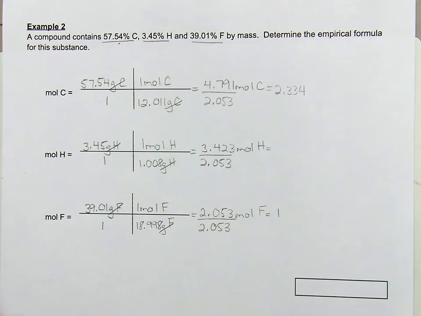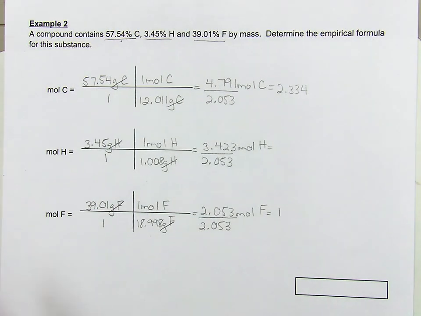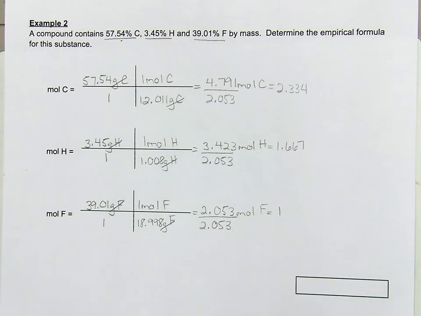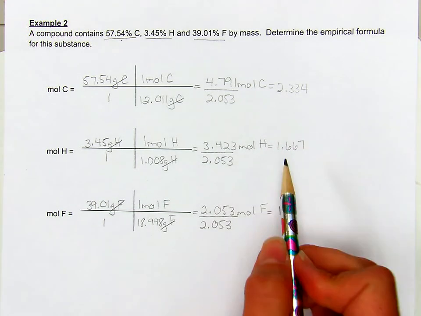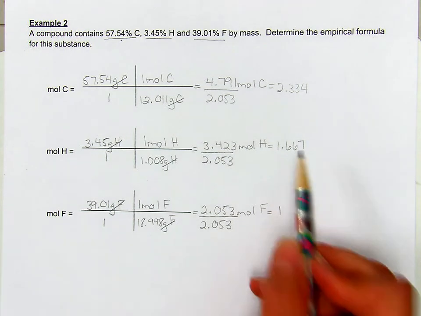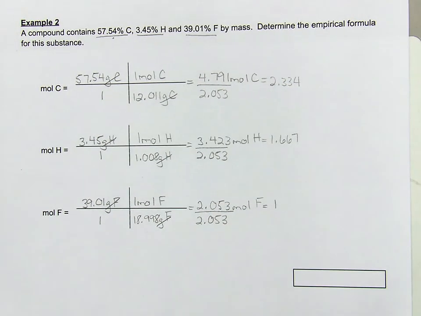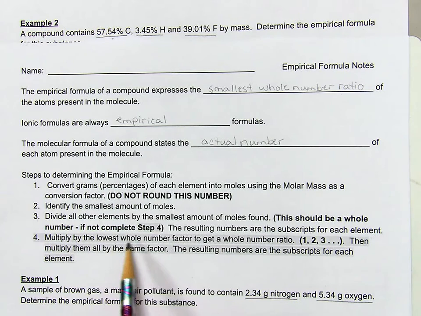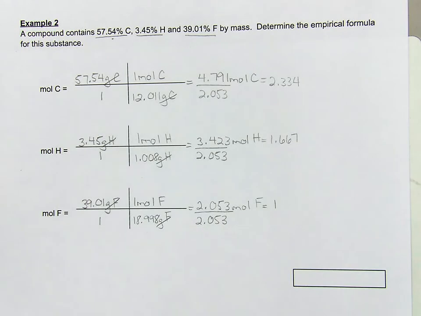The next one, 3.423 divided by 2.053 gives us 1.667. That is not close to a whole number. I cannot round those. So I don't know if you recognize this, but this is basically 2 1/3, and this is 1 2/3. So if we are able to find it, step 4 says multiply by the lowest whole number factor to get a whole number ratio. If we recognize those decimals as fractions, this is easy. If not, start with the number 2.